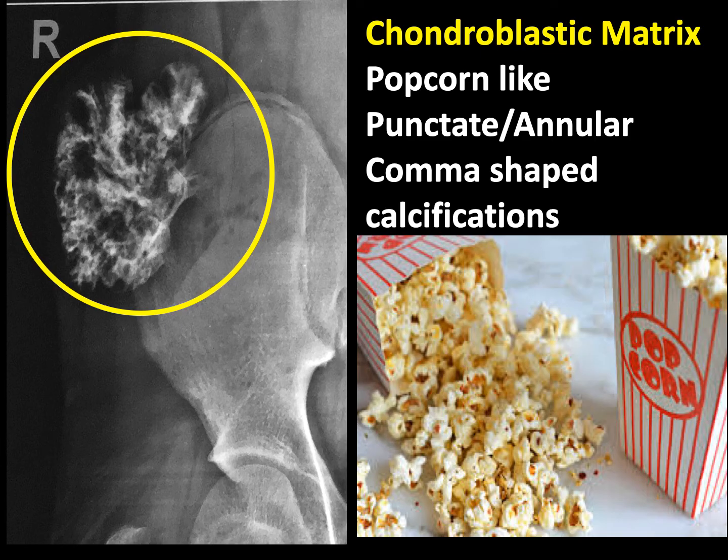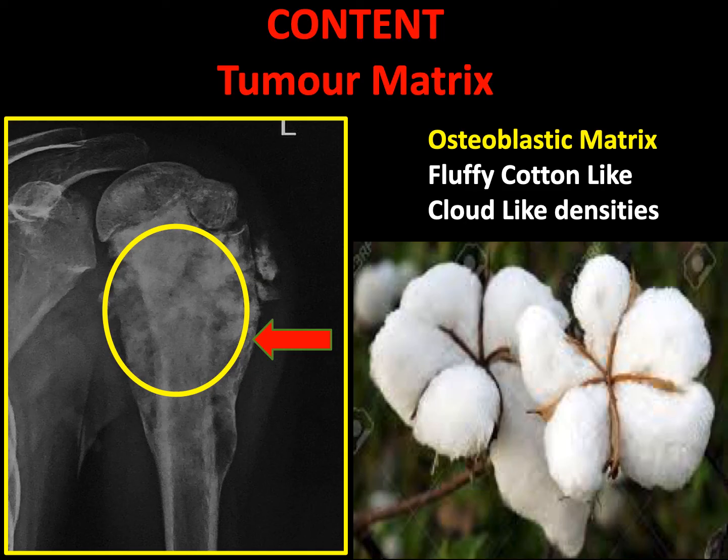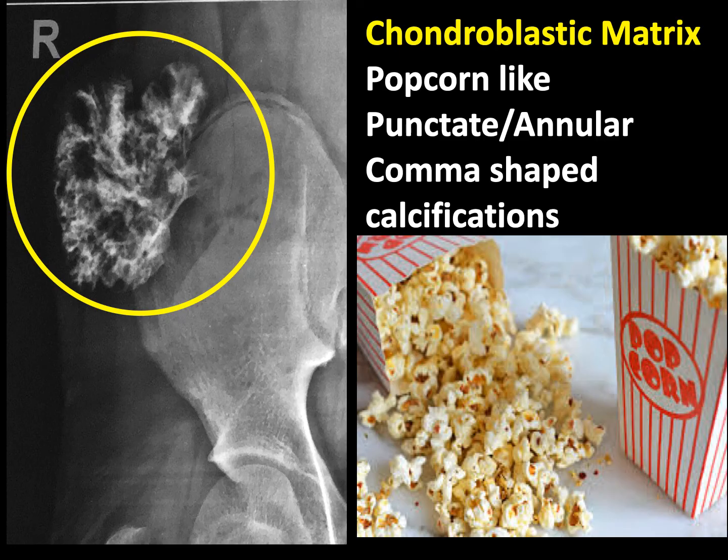Next is chondroblastic matrix. What is the meaning of chondroblastic matrix? It looks like popcorn like punctate, annular, comma shaped calcifications, classically seen in chondrosarcoma lesions. This was a case of chondrosarcoma of the pelvis showing popcorn like punctate annular calcification. So there are two types of matrix. One is osteoid matrix, which looks like fluffy cotton wool like densities, and the other is chondroblastic matrix, which looks like popcorn.